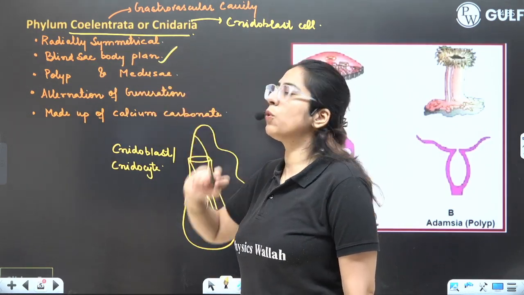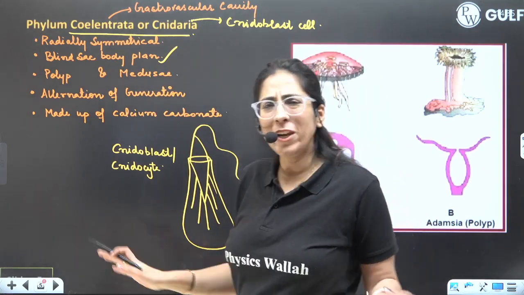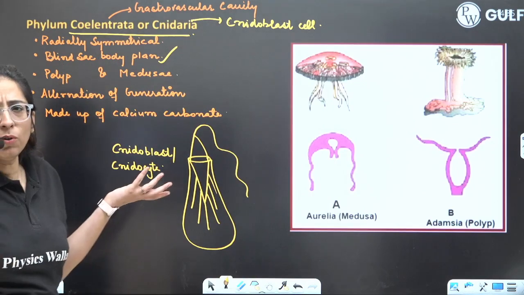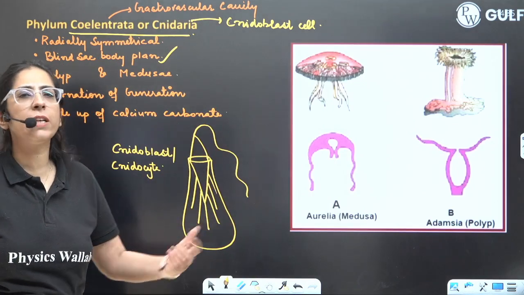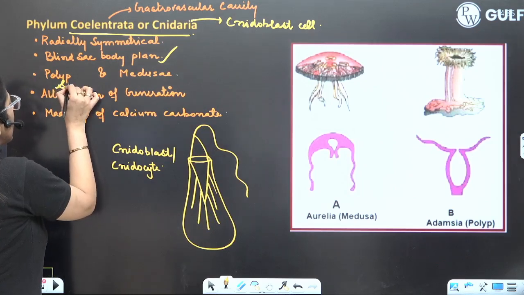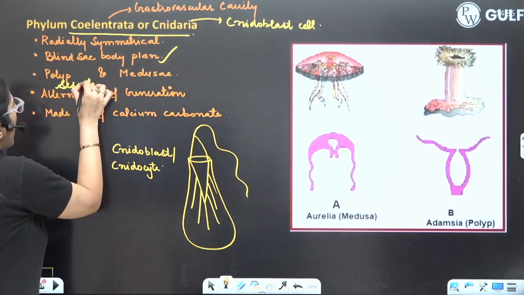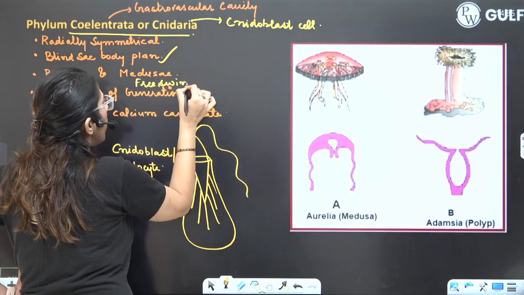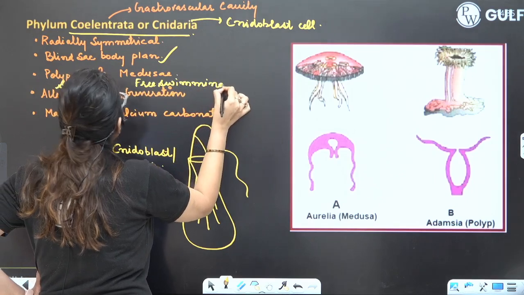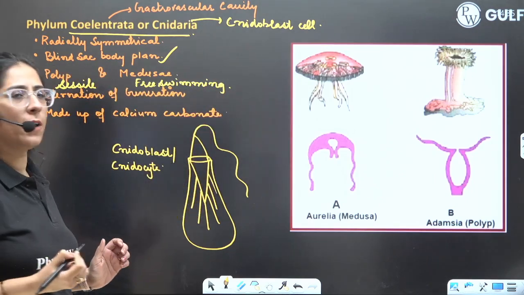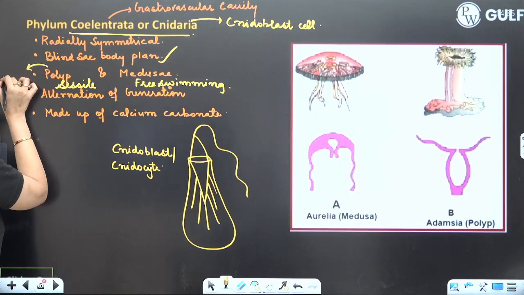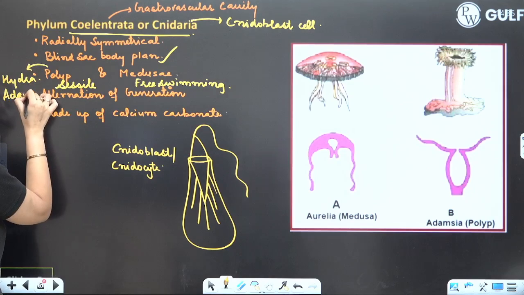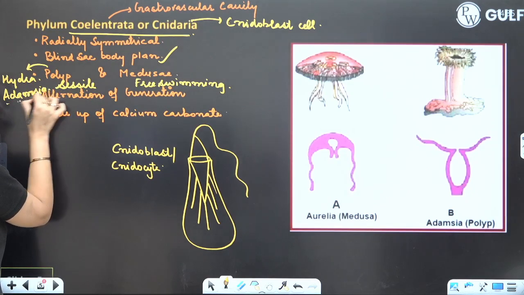They exist in two forms, polyp and medusa. Polyp forms are those which remain at one place. They cannot move. Whereas the medusae are the ones which are free swimming. So these are sessile and these are free swimming. In some organisms only the polyp exists. Polyp examples we have are Hydra and Adamsia. Hope you guys are enjoying this session.